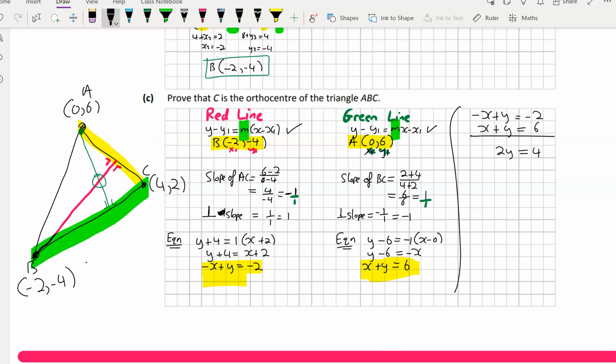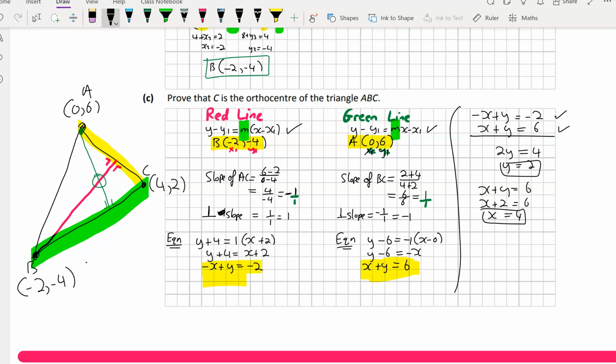So when I stack my equations up, -x plus y equals -2 and x plus y equals 6, they cancel nicely, leaving me 2y equals 4 and y equals 2. Off to find the x value. I know that x plus y is equal to 6, so now I know that x plus 2 is equal to 6, so x is equal to 4.